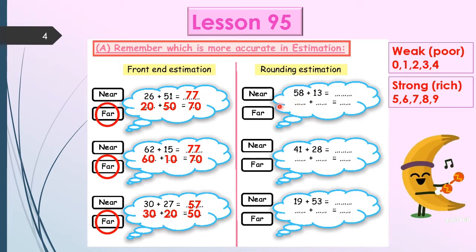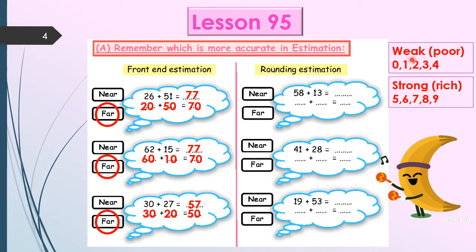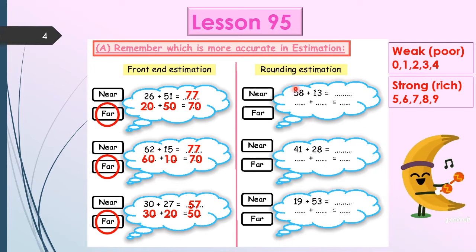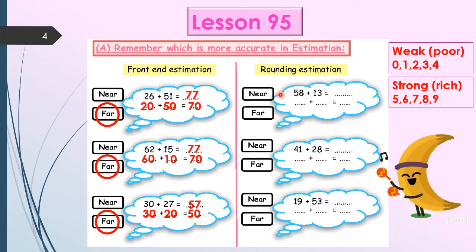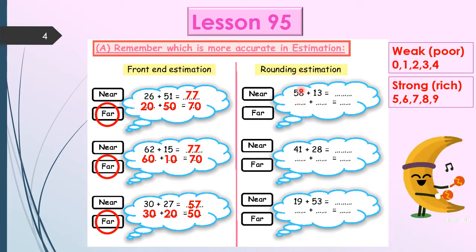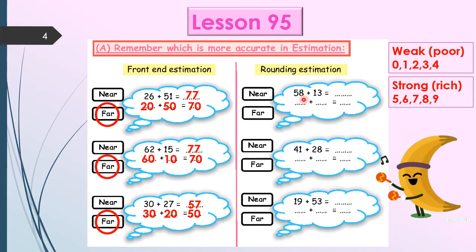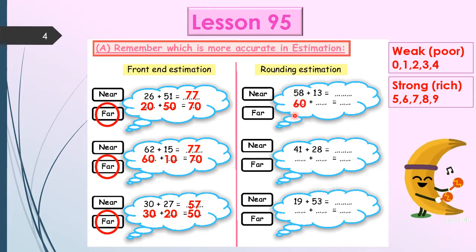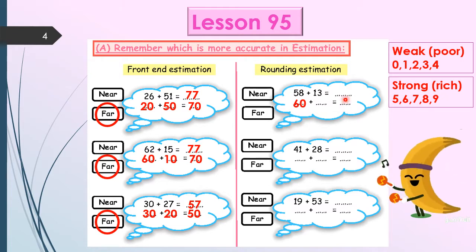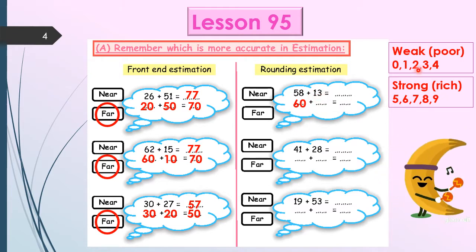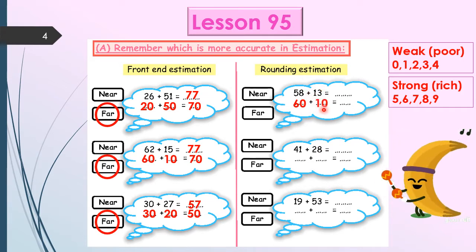Then let's check these weak and strong numbers in our problems here by rounding estimation. 58: 8 is a strong number. It will give 1 to the tens place, so it will be 60. Here we have 13. 3 is a weak number, so we will not add any number to the tens place. It will be 10 as it is. Then 60 plus 10 will be 70.